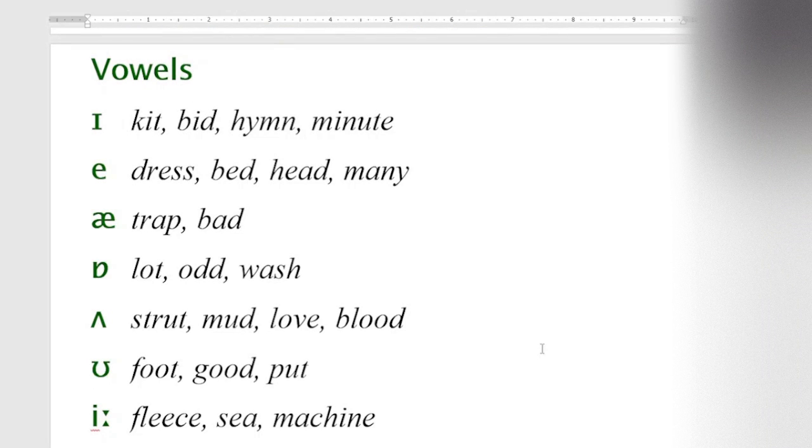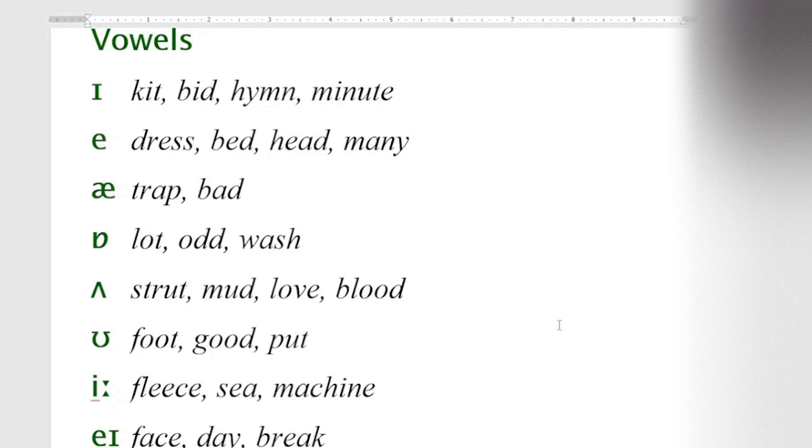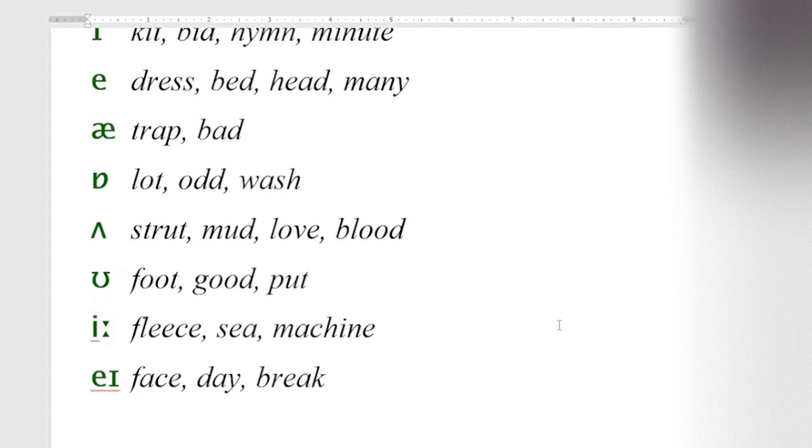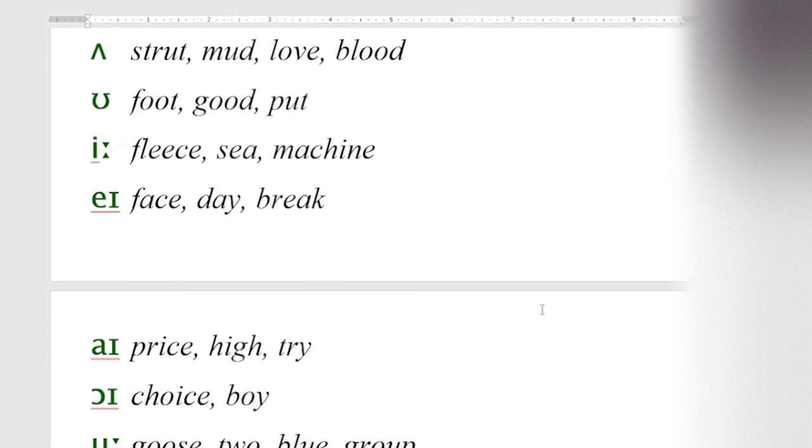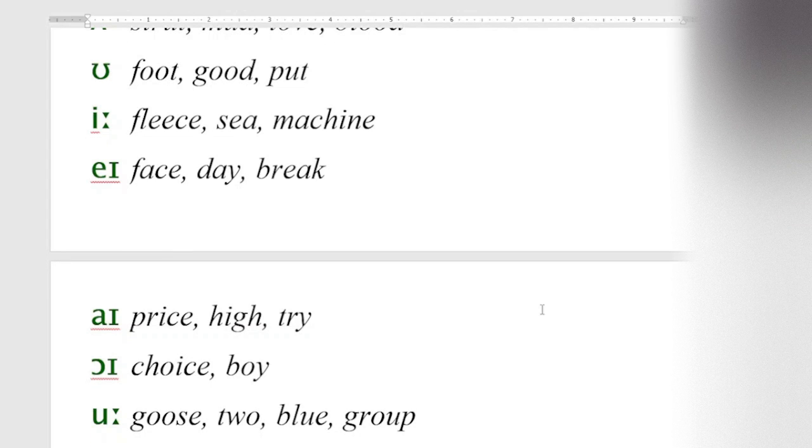You can see these are phonemic symbols. For example, the phoneme in kit, dress, trap, bed, hat, lot, out, wash, strut, mat, love, blood, foot, good, put, fleece, see, machine, face, day, brick. Learn the phonemes, because during the tests you are asked, for example, how many phonemes there are in a word.